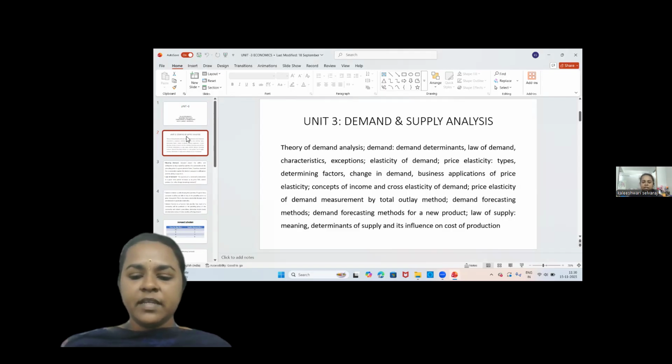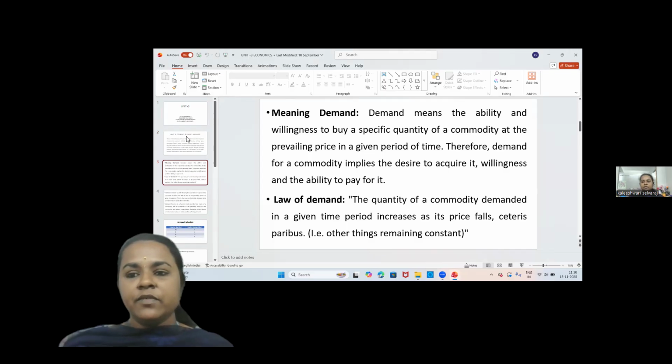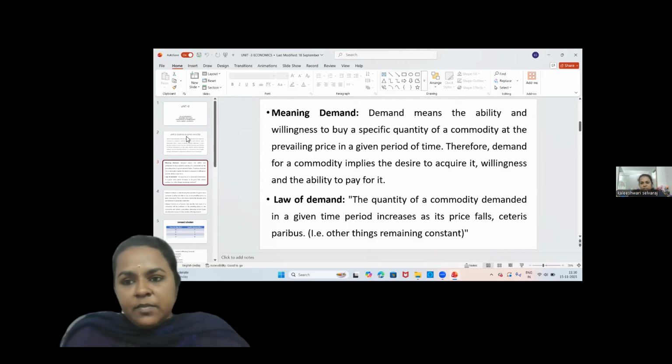Good morning, everyone. This is Kalishwari, Assistant Professor from the Department of Management, Kristu Jayanti University, going to discuss the topic on demand and supply analysis. So today what we are going to discuss is demand analysis. What is demand? What are the components of demand and how is demand analysis made?